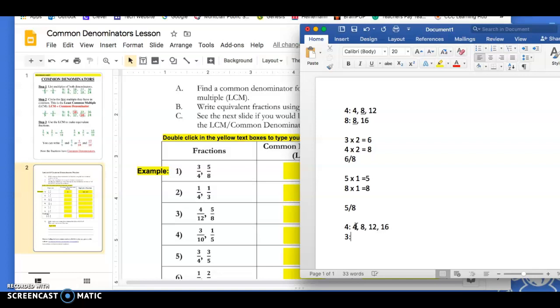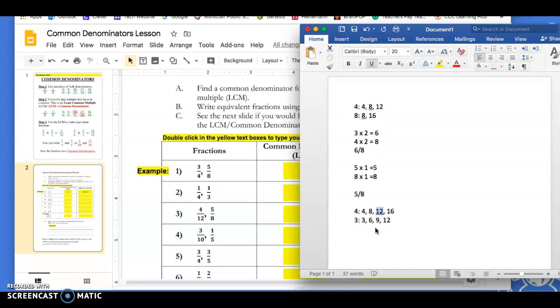All right, I'm going to go down to 3 now. 3 times 1 is 3. 3 times 2 is 6. 3 times 3 is 9. Oh, still don't find any. I'm not finding anything they share in common. So 3 times 4 is 12. Ooh, I see something. All right, I noticed that this 12 is the number they share in common.